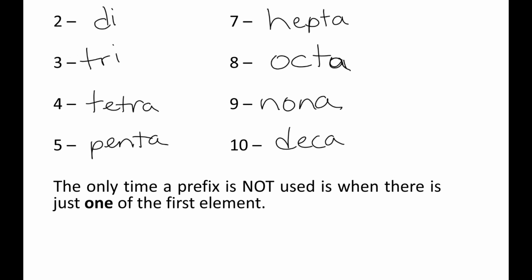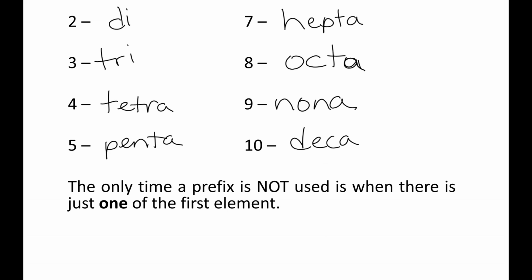Now, there's only one time when a prefix is not used, and that is when there's just one of the first element. So if it starts out with P, say PI5, this would not be monophosphorus. Since there's only one, you just name it phosphorus. No mono in front of it.